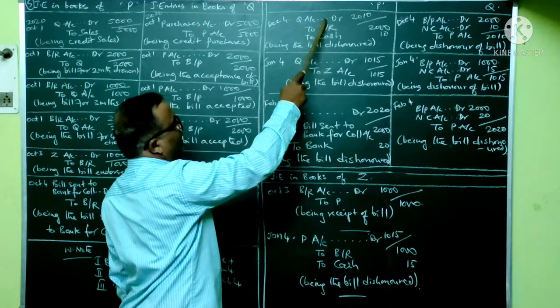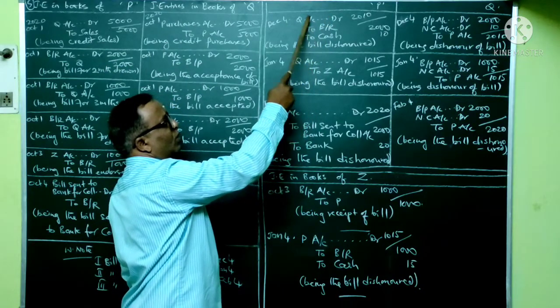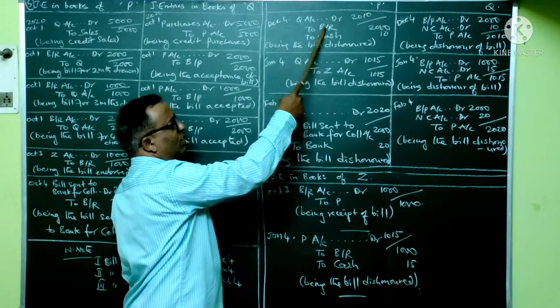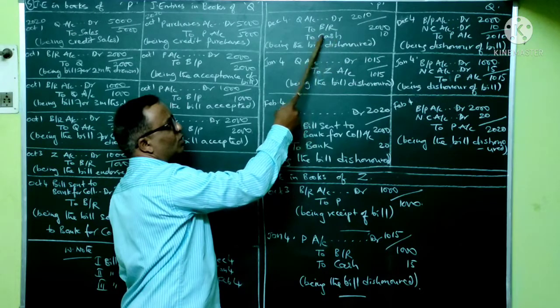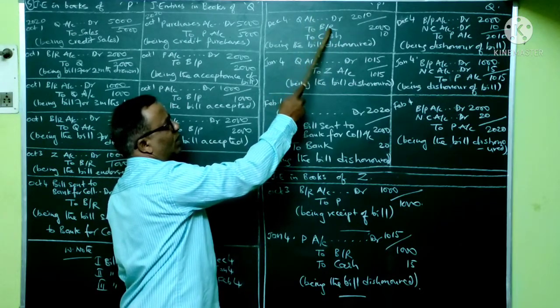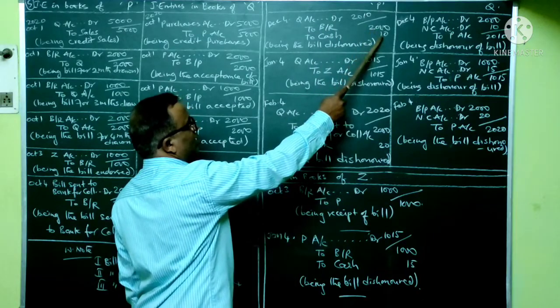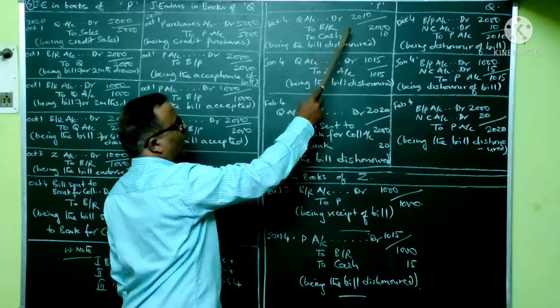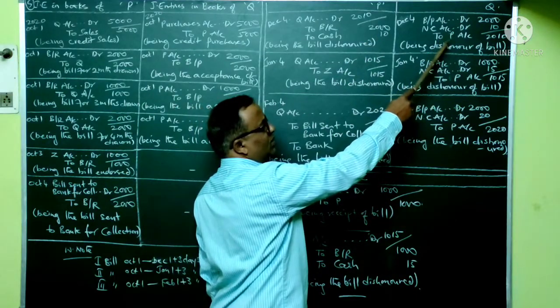So when the bill retained till the due date is dishonored, the entry in the books of the drawer will be drawee account debit to bills receivable, and again noting charges he himself will be paying. So cash is going out, so to cash he will write. So Q account debit to bills receivable, to cash. This is the bill amount, this is the noting charges amount, so totally 2010.